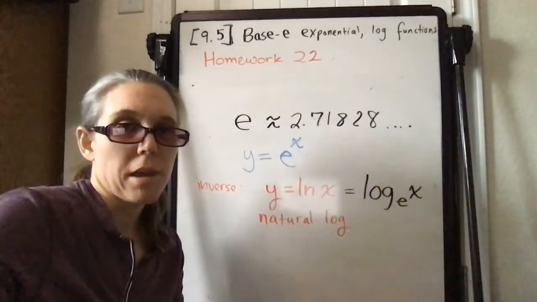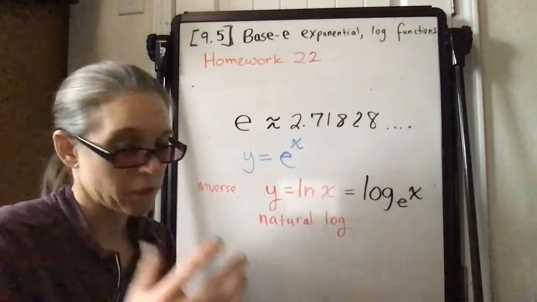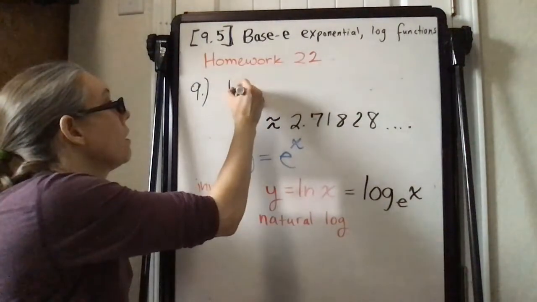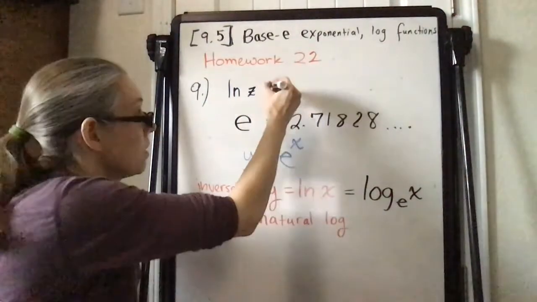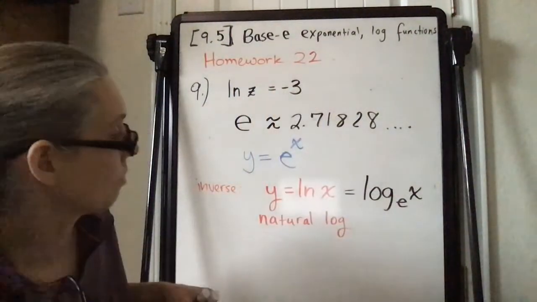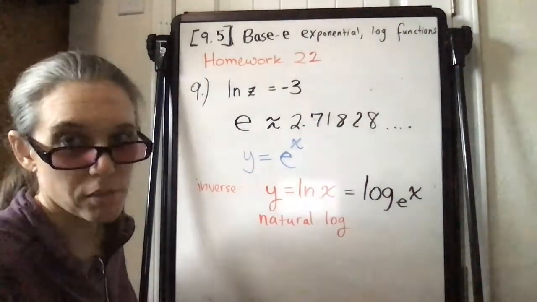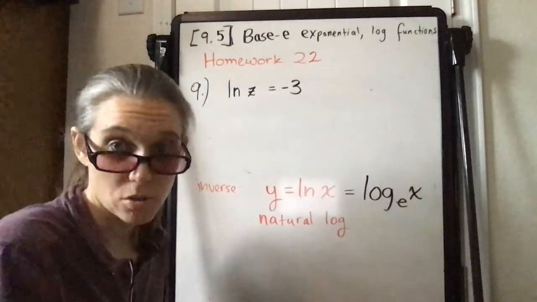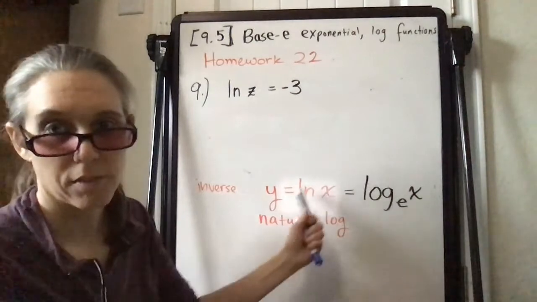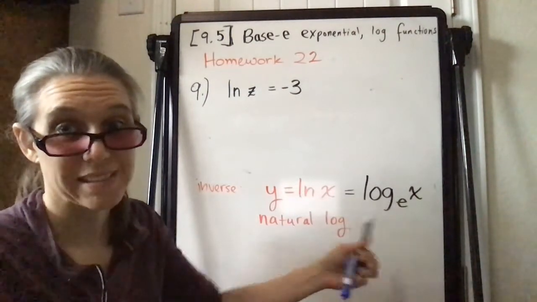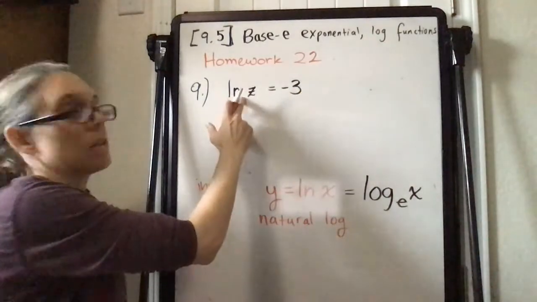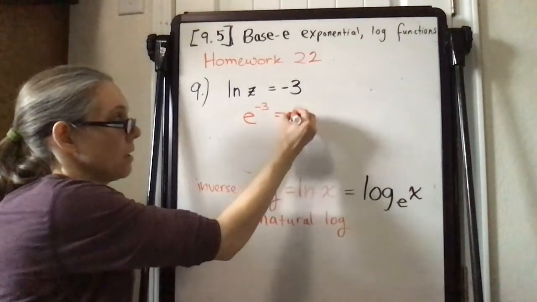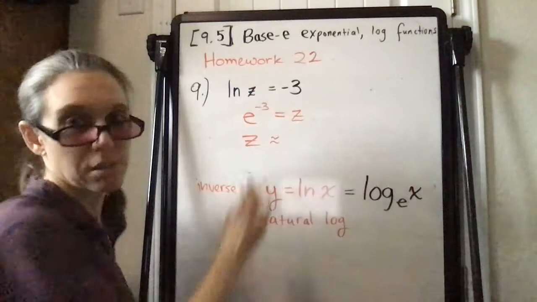So let's look at a MyOpenMath problem. Here you have question number 9. And in question number 9, we have the equation ln of z is equal to -3. So what we want to do in order to solve this equation is to rewrite it from logarithmic form into exponential form. What is the base of the natural log? The base of the natural log is e. So this is equivalent, base is e, to e to the -3 is equal to z.